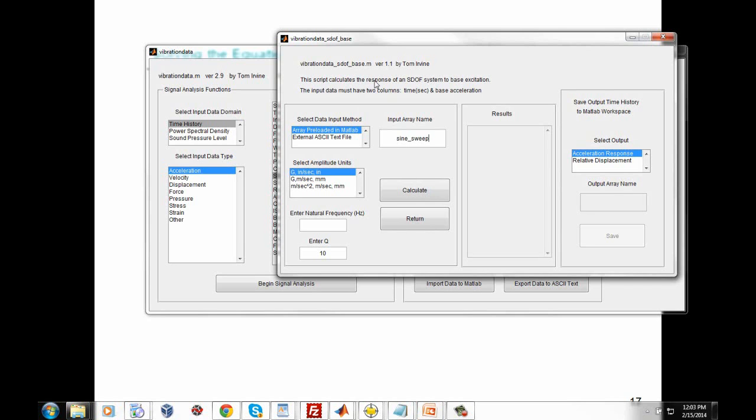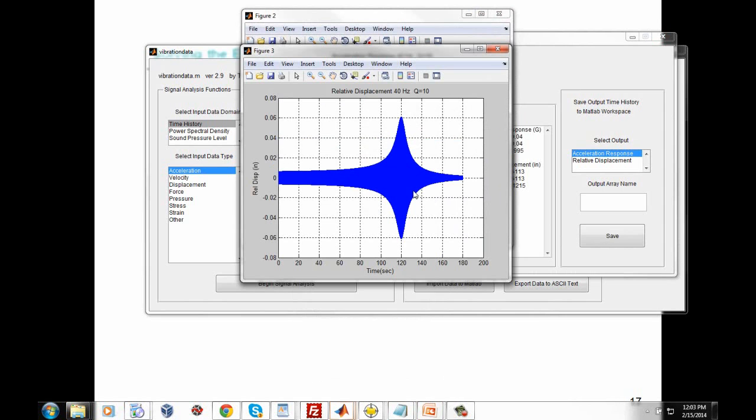The script calculates the response of a single degree of freedom system to base excitation. The input data must have two columns, time in seconds and base acceleration. We've got sine sweep, English units, natural frequency 40 Hertz, Q value of 10. That's equivalent to 5% damping. We calculate, and we get a couple of things here.